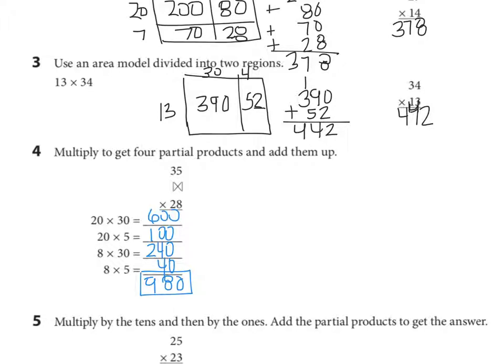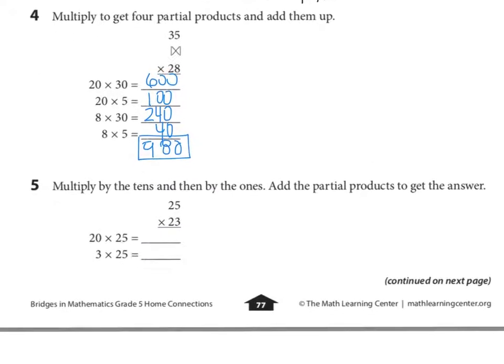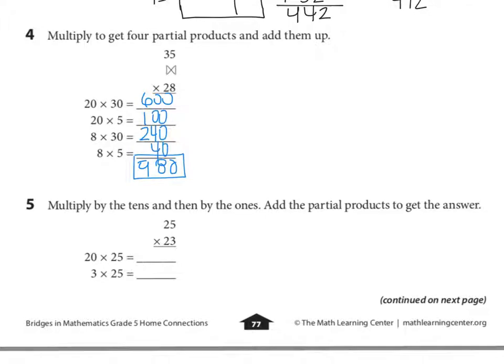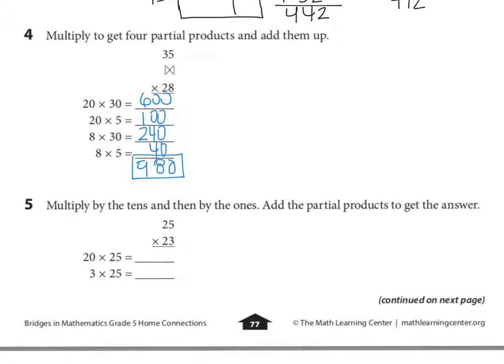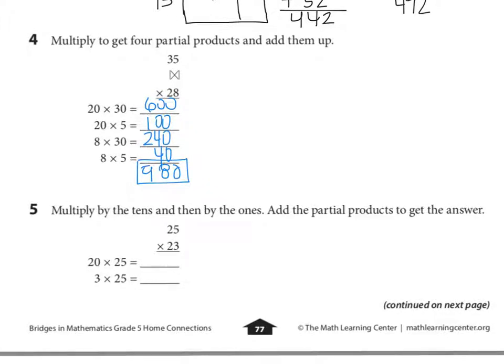Number 5 says multiply by the tens and then by the ones, add the partial products to get the answer. So 20 times 25, I can think 25 doubled, which is 50. Add a 0, so the answer is 500. And 3 times 25 is 75. I can think of quarters. Add them up, 575 is your answer.